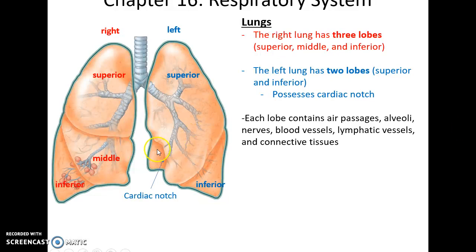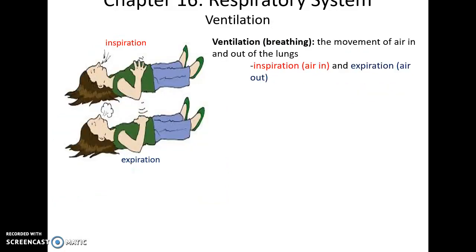The left lung also has this cardiac notch, which is basically making room for the heart, which is a little off-centered. Each lobe contains airway passages, alveoli, nerves, blood vessels, and lymphatic vessels. Very, very complicated structures, the lungs are.